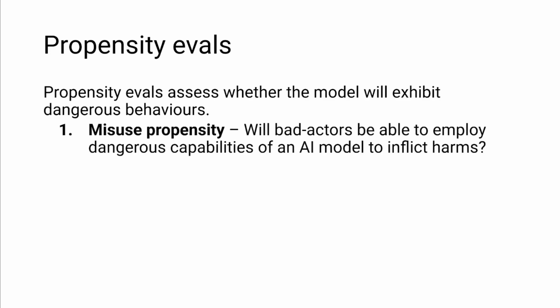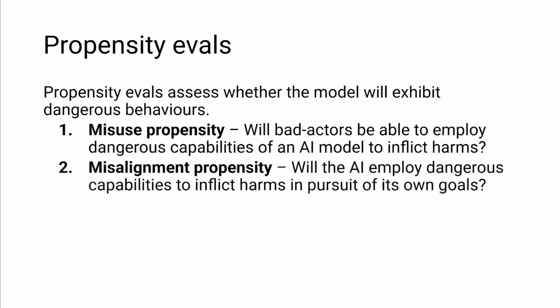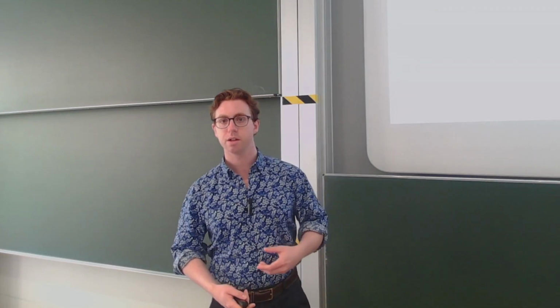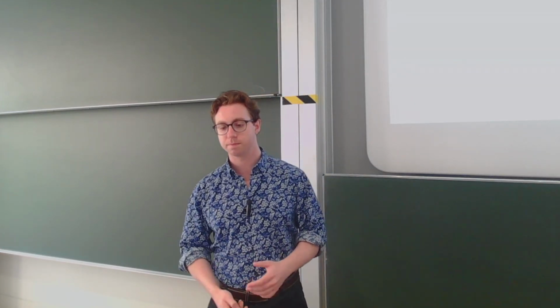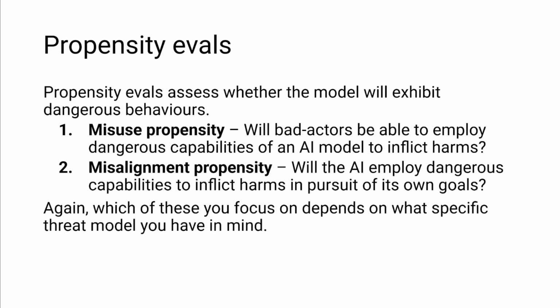For a propensity eval, we're interested in measuring whether the model exhibits the dangerous behavior. And again, we can distinguish between misuse propensity, so will bad actors be able to employ the dangerous capabilities of the model? So are the safeguards we've built into the model sufficiently strong to stop it being misused in this way? And then there's misalignment propensity, which is the model going to pursue its own goals in contrast to the goals that we, the model developers, want to put into it? So is it going to be misaligned in that it's not going to pursue the kinds of goals that we want it to? And which of these you focus on, what evaluations you build, depends upon specific threat models you have in mind.